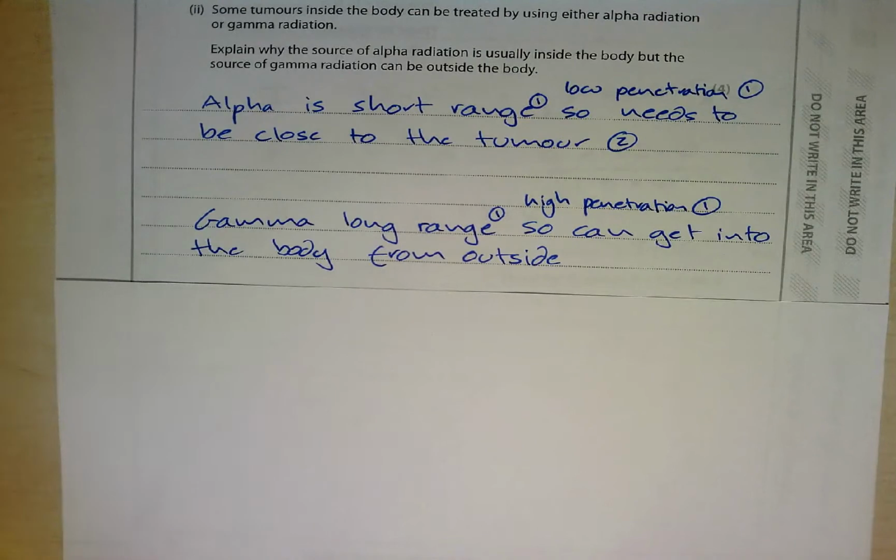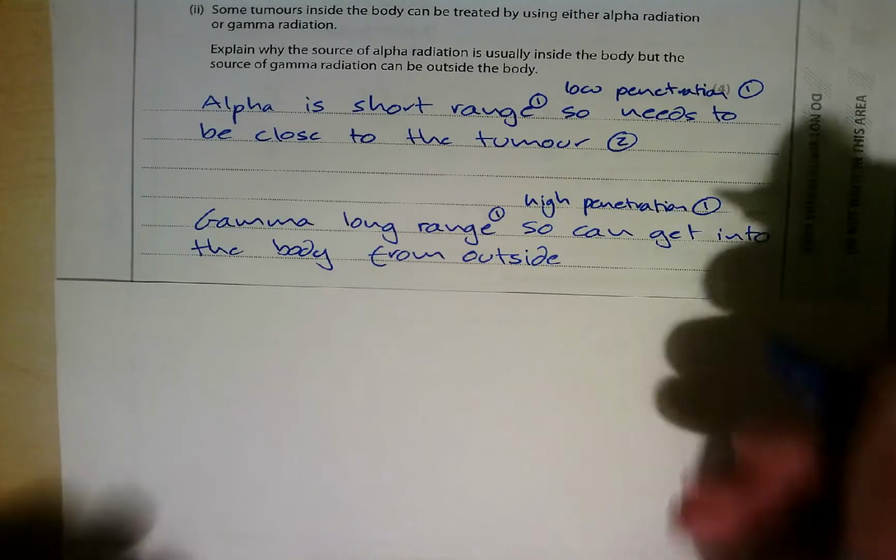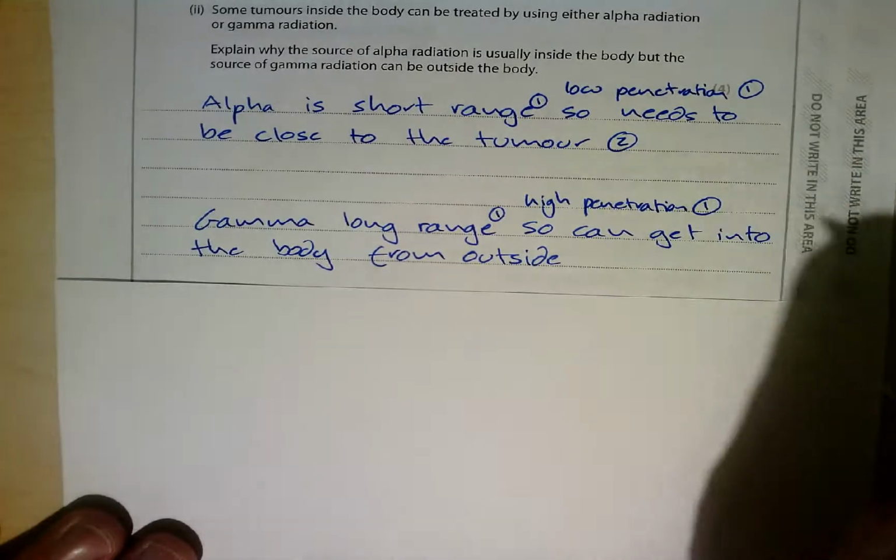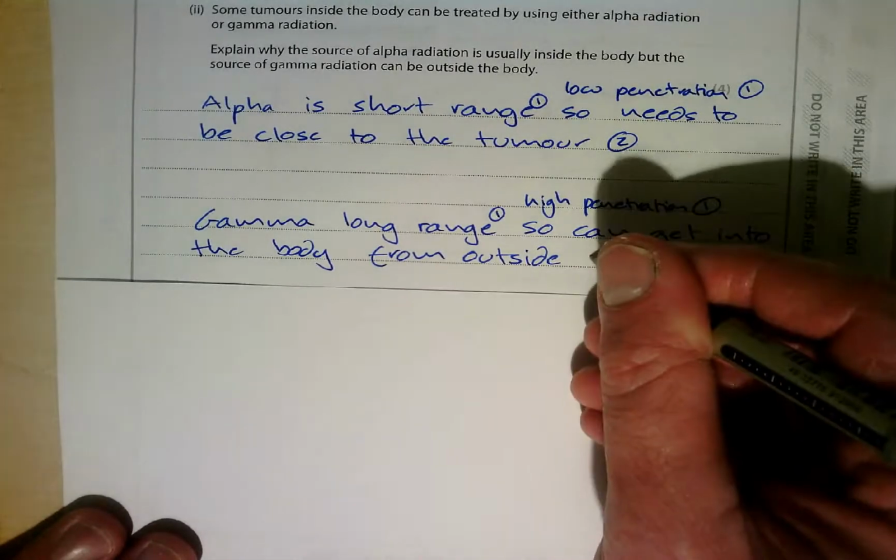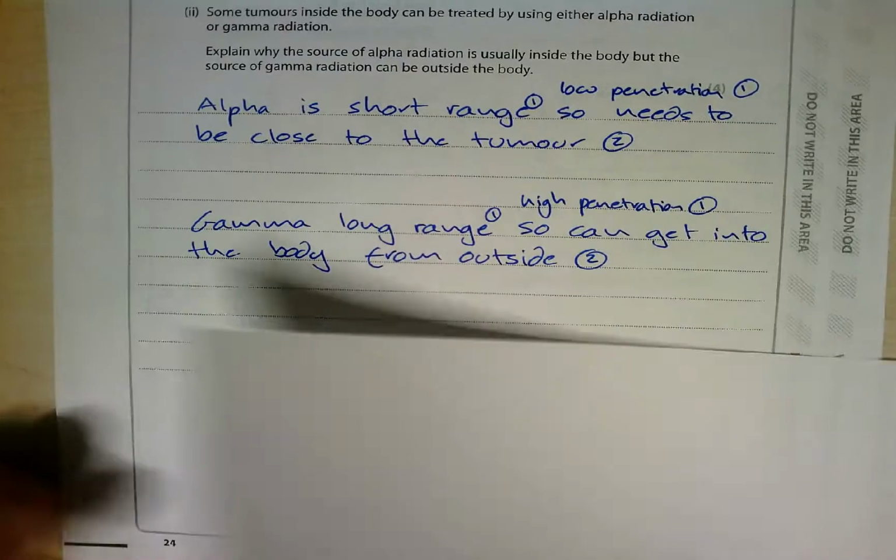It can travel meters in air. You might have seen in lesson the fact that it can get through aluminium and you need a thick sheet of lead to actually stop it. So for the 2nd mark, you state it can get into the body from outside, and that's why it can be used for external radiotherapy.